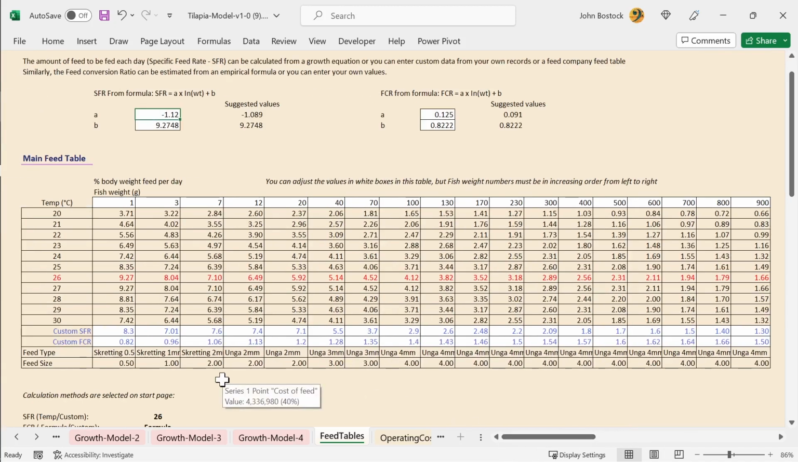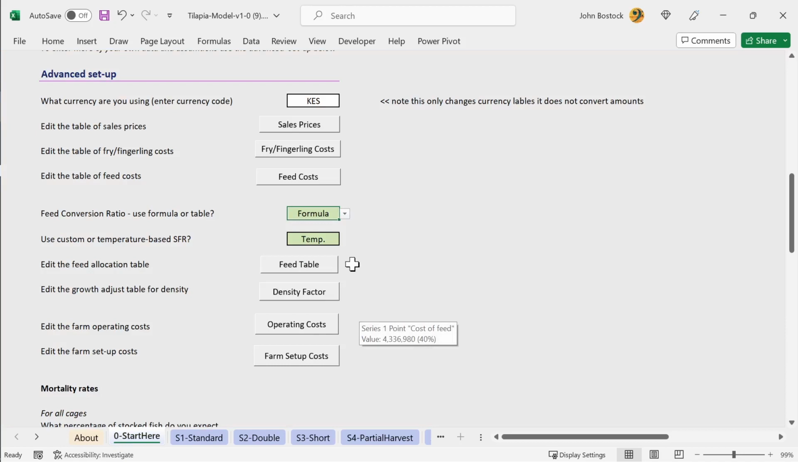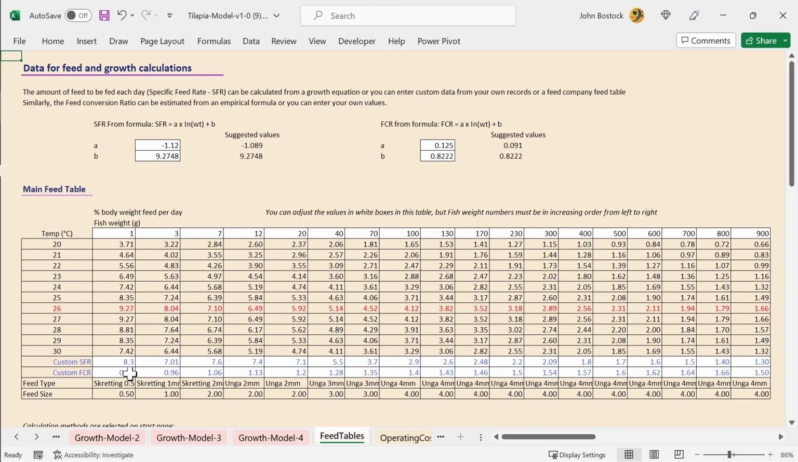Alternatively, you can directly enter your own SFR values into the feed table. You need to indicate this on the 0-Start Here sheet by selecting Custom rather than Temp in the drop-down selector. If you select this option, enter your feed table data in the row marked Custom SFR. Note that you can only enter data for one temperature, which of course should align with the temperature that you have defined on the start page.